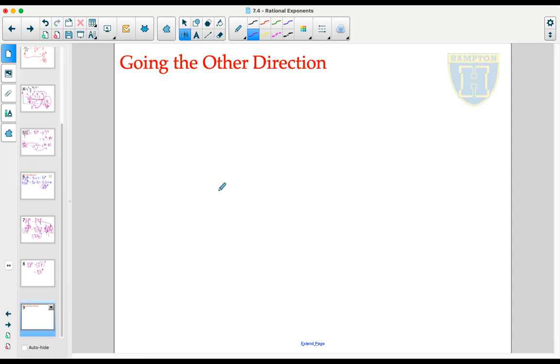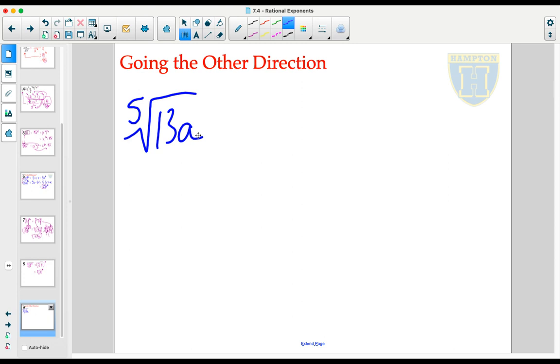Going from a root to an exponent usually is an exercise in making sure that you're writing your expressions very carefully to ensure that the correct base is being raised to the correct power. So what do we mean by that? Well, let's take a look at an example. We've got the fifth root of 13a.